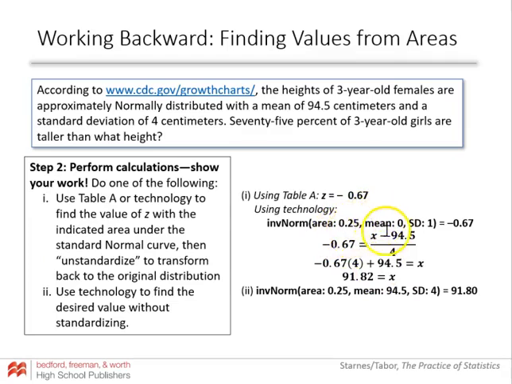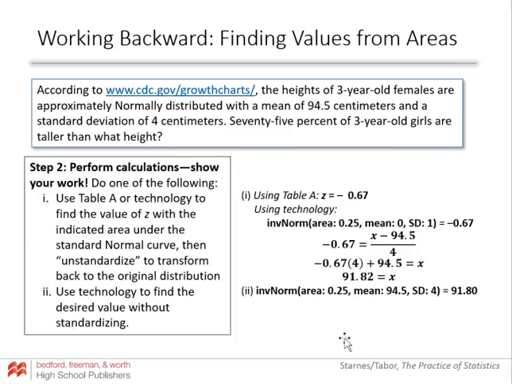Now, this would be standardized. The mean is 0, the standard deviation is 1. That is the standardized mean and standard deviation all the time. And the calculator will give you negative 0.67 as the answer. And then that is the z-score. And we want to know what the height is. So we would put that into our z-score formula and work backwards to solve. And we get 91.82. The other way to do it is still use area of 0.25, but then we can actually put the actual mean of 94.5 and standard deviation of 4, and the calculator will give us the answer of 91.80.